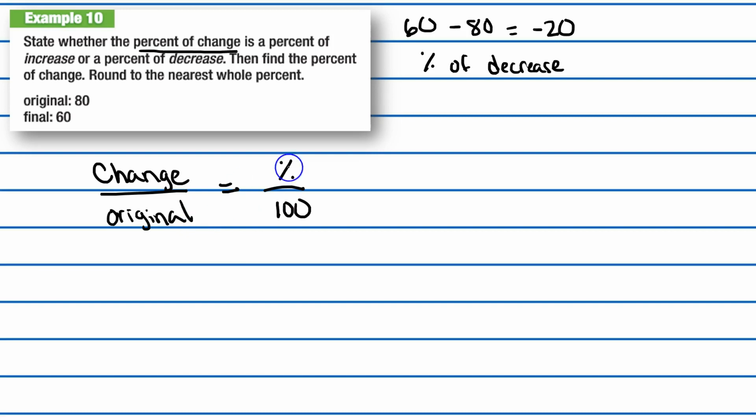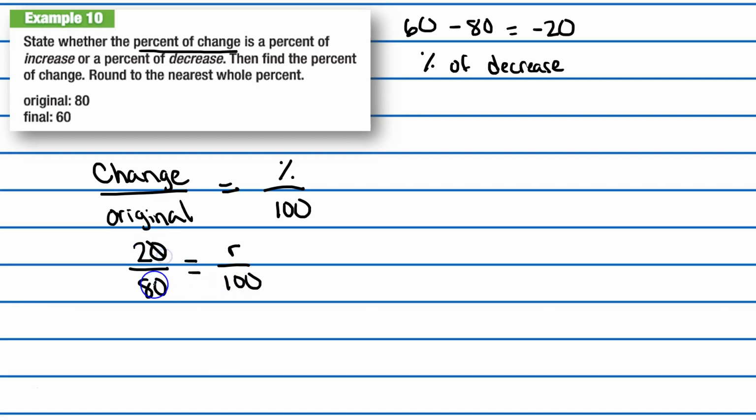Alright, so now let's plug in our information. Our change is 20, so we're going to use this, but we're not going to worry about that negative. So we have a change of 20. Our original amount is 80. And our percent, that's what we do not know. Let's just use a variable. In this case, let's try R, all divided by 100. Alright, and let's simplify this before we get started.